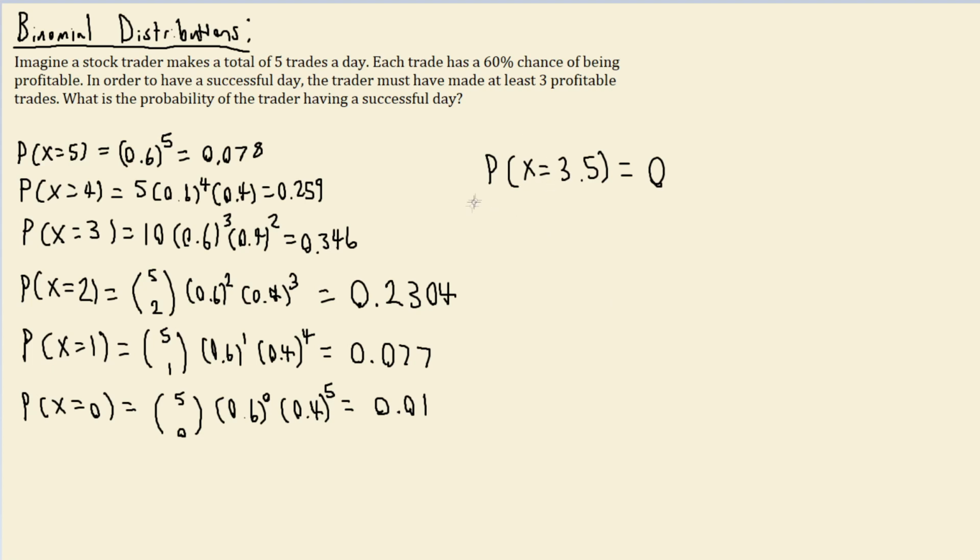Now, similarly, I should ask, what's the probability of the trader making 6 profitable trades? Here, once again, the answer, of course, is 0. The trader's only making 5 trades, so there's 0 possibility that the trader will make 6 profitable trades.